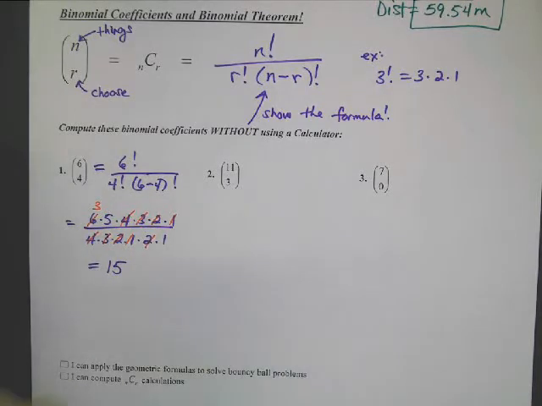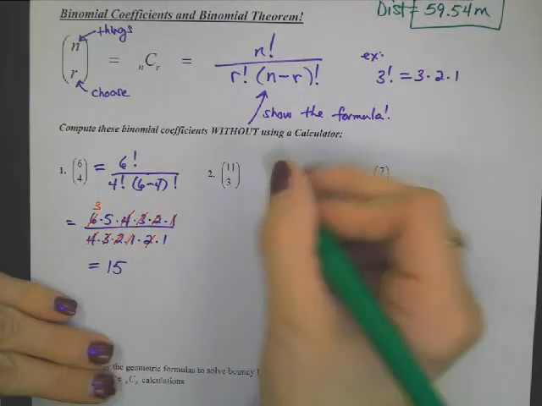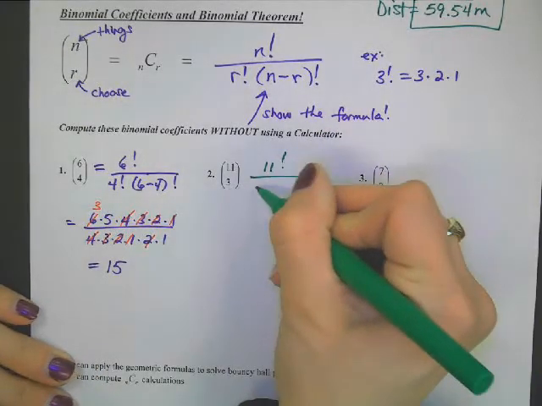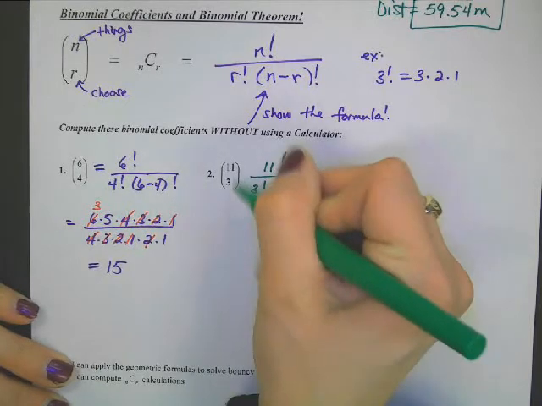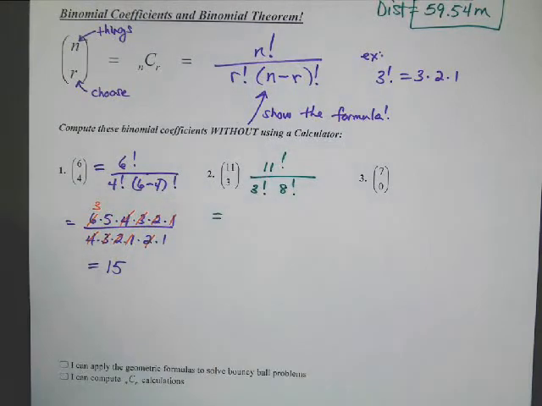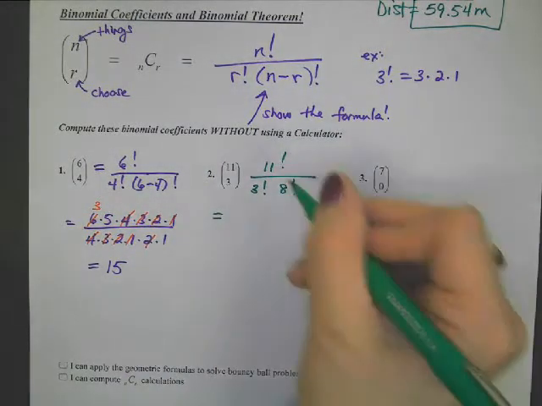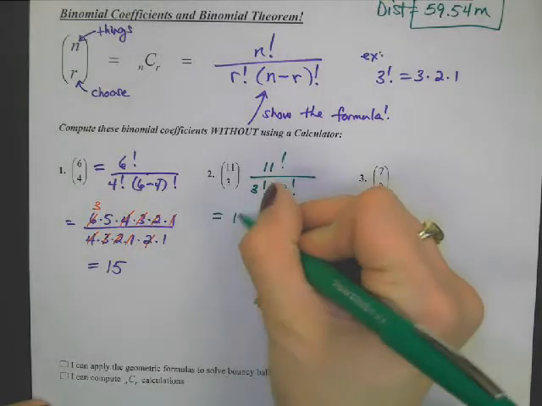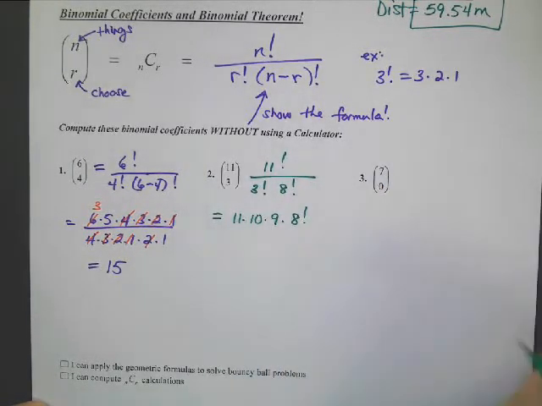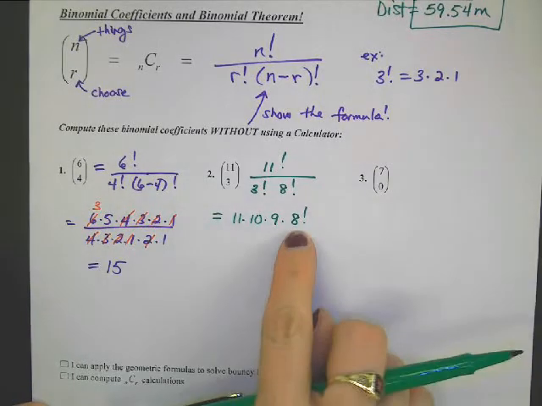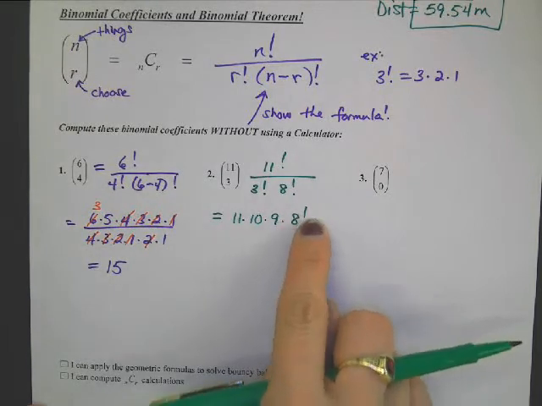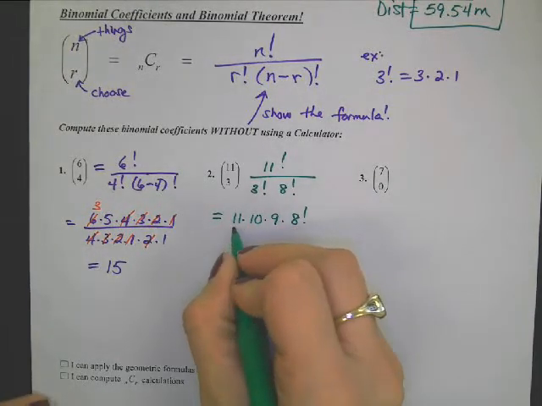Okay, let's try it again. Let's do 11, choose 3. In the numerator, you put 11 factorial. Down here, you put 3 factorial, and then the difference is 8 factorial. So let me show you how you could start writing this a little easier. 11 factorial is 11 times 10 times 9 times 8 factorial. I just wrote 8 times 7 times 6 times 5 times 4 times 3 times 2 times 1 by writing 8 factorial. You know why I did that?